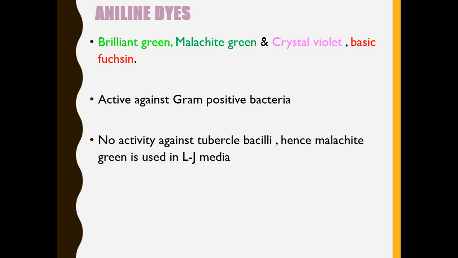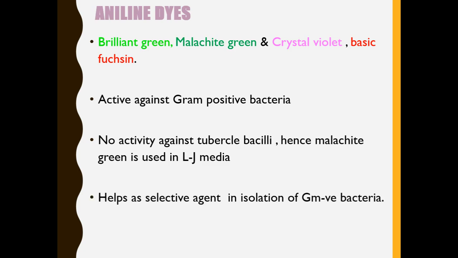You can see here that there is no activity against the tubercle bacilli, so malachite green is used in the LJ media. If malachite green is added into the Lowenstein-Jensen media, which is used for the cultivation of Mycobacterium tuberculosis, since there is no activity against the tubercle bacilli, it will inhibit the other bacteria and promote the growth of the tubercle bacilli, and the other bacteria will not interfere in the growth of the tubercle bacilli in the LJ medium. That's why these dyes can be used as a selective agent.